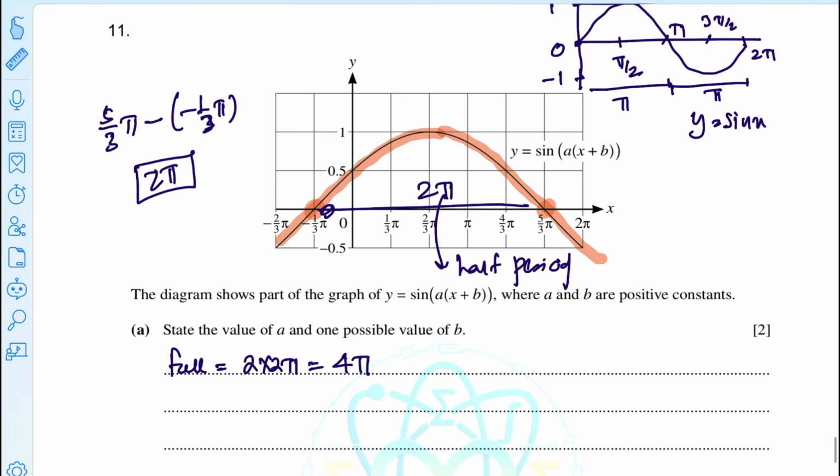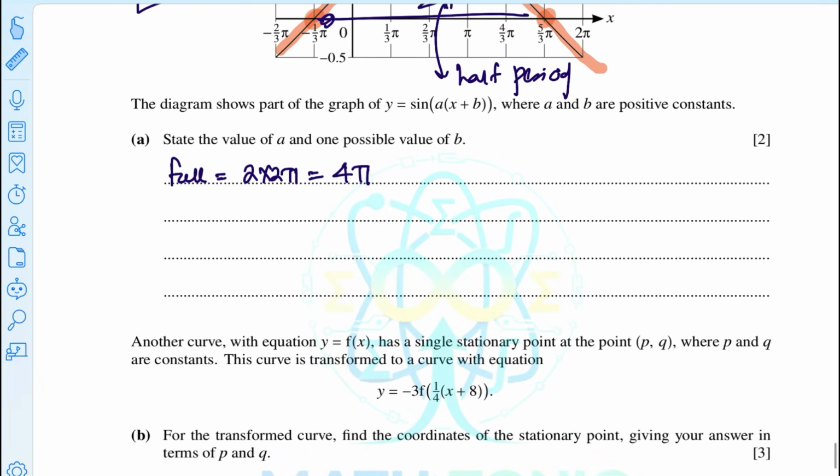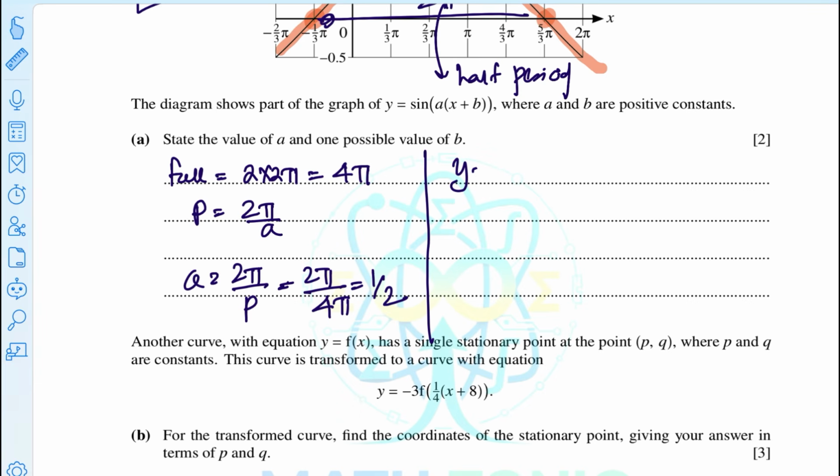Now how to find the value of a and b? The formula for p is p equals 2 pi over a. If you rearrange it, a equals 2 pi over p. In this case, the period we got is 4 pi, so a equals half. If I try to write this equation, y equals sine, we got a equals half, so it is half times x plus b, close the bracket.